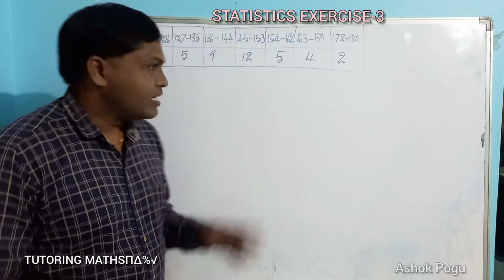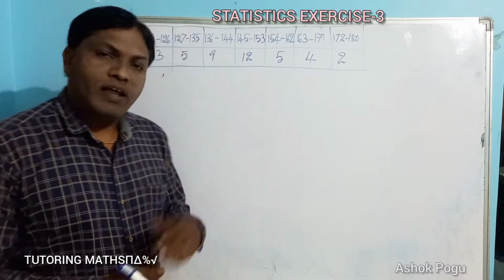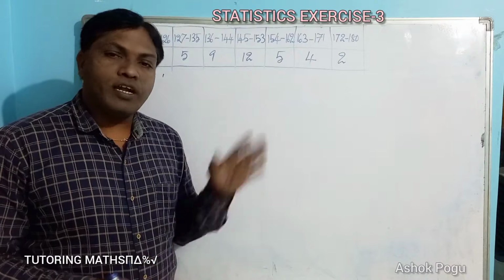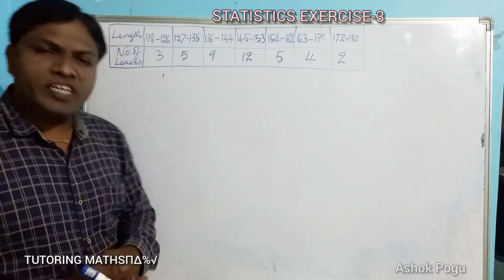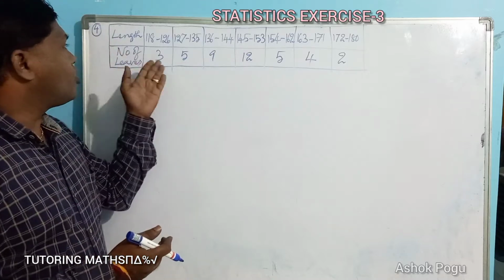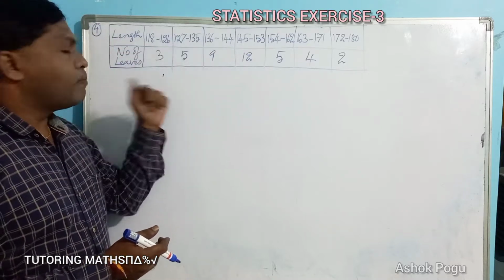Welcome my dear students, and let us continue with the next question of the third exercise, statistics chapter 14.3. This is question number 4, and here it is a data about length and number of leaves.